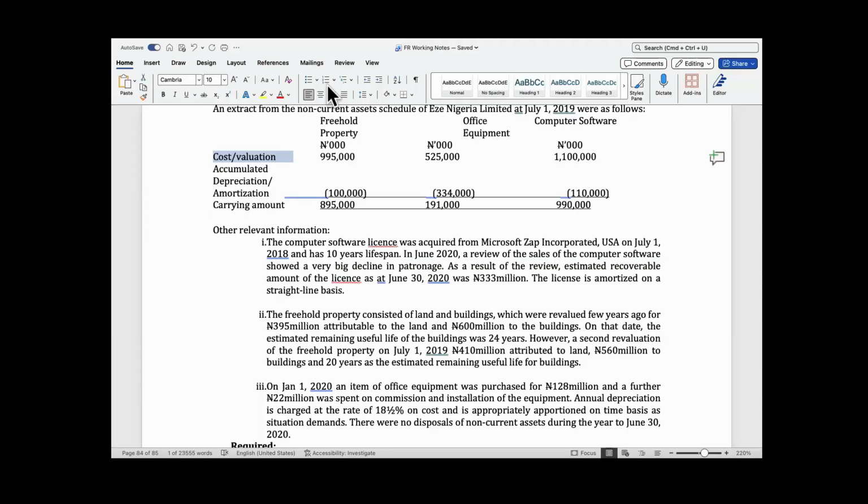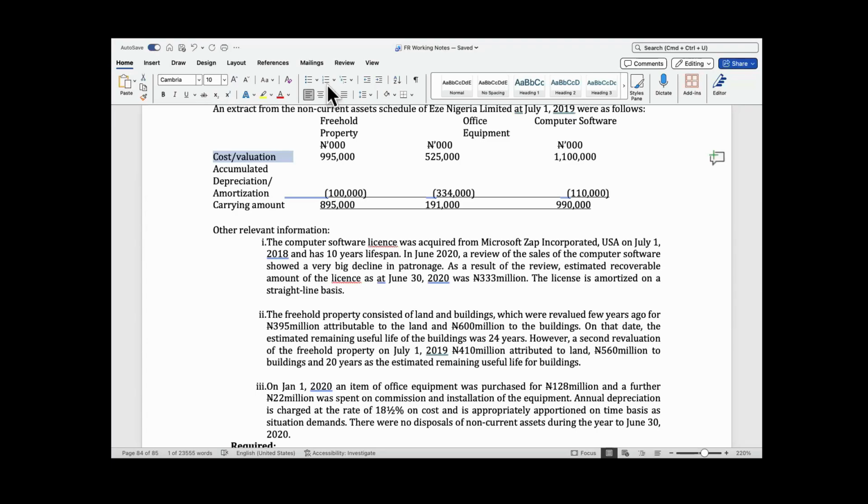333 million. The license is amortized on a straight line basis. Additional information: the freehold property consisted of land and building, which were revalued few years ago for 395 million attributed to the land and 600 million to the building. On that date, the estimated remaining useful life of the building was 24 years. However, a second revaluation of the freehold property on July 1st, 2019, 410 million attributed to land, 560 million to the building, and 20 years of the estimated remaining useful life for building.